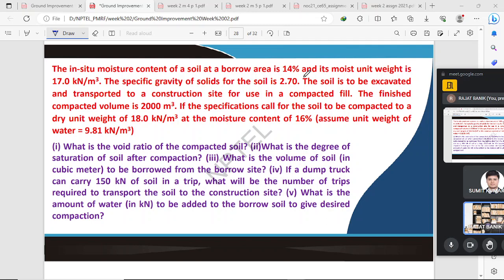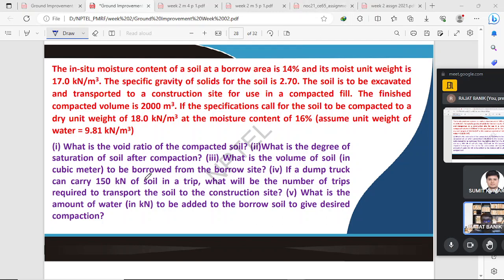Third one is, what is the volume of the soil in cubic meter to be borrowed from the borrow site. Fourth one is, if a dump truck can carry 150 kilonewton of soil in a trip, what will be the number of trips required to transport the soil to the construction site? Fifth is, what is the amount of water to be added to the borrow soil to give the desired compaction? So now we can solve this problem.